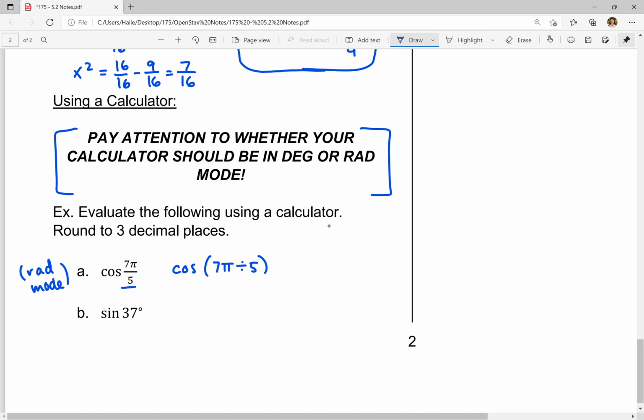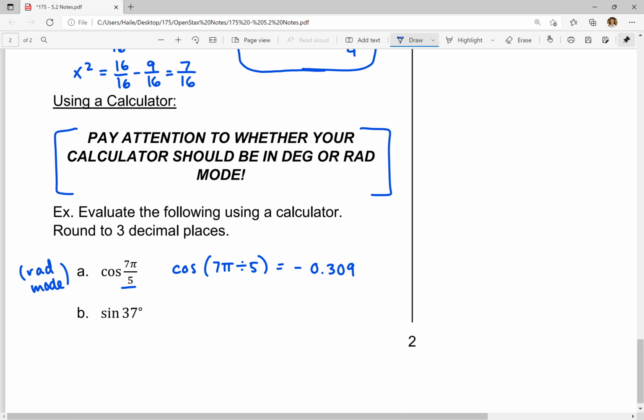So anyway, if we were to type this into the calculator, we should get negative 0.309. And so the cosine of 7 pi over 5 should be roughly negative 0.309. And just be careful with the rounding. WebAssign is extremely picky with rounding, so just make sure that you're rounding things correctly when you're typing your answers in for your homework or a test review. Okay, so hopefully that makes a little bit of sense, but practice punching this into your calculator to make sure that you get the same answer.